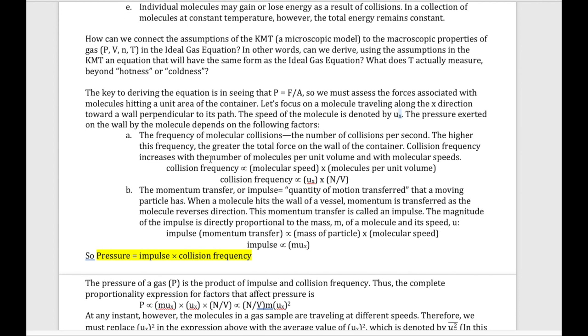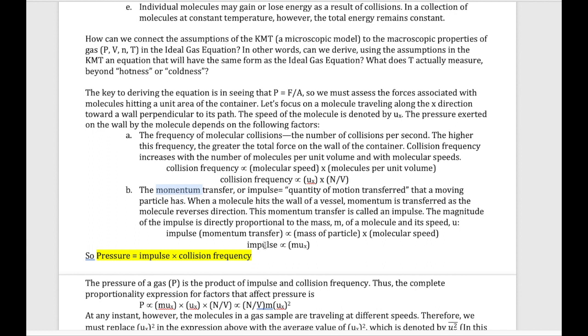The other thing that determines pressure is how much quantity of motion is transferred from the molecule to the wall. This is measured as something called momentum. It's not quite energy, but it's analogous. Sometimes it's easy to understand it that way: when I run and hit somebody or a wall, how much am I transferring from myself to that other object? Well, momentum is measured by multiplying the mass of the object that's hitting times its speed. And so that's given right here.